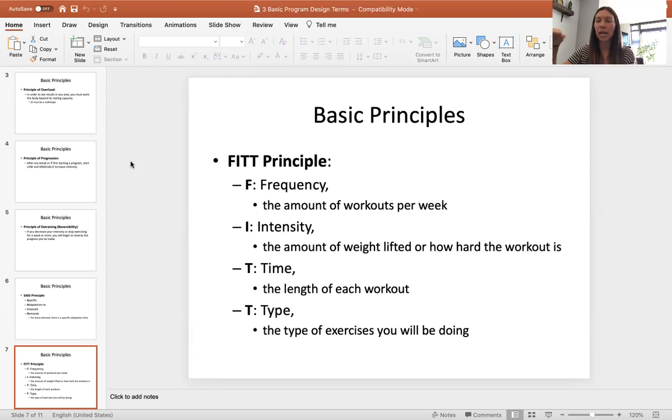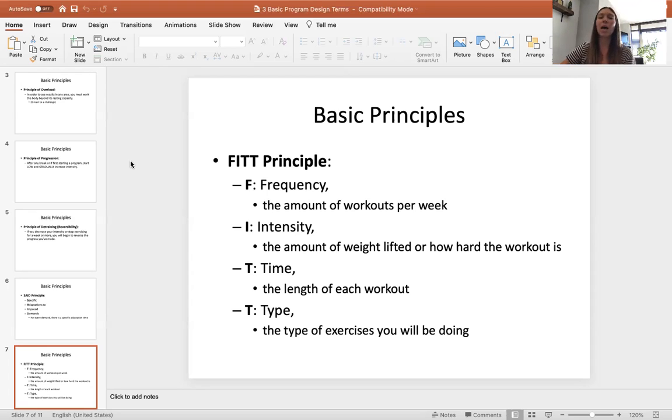Okay, time is the length of each actual workout. So not the week, it's each actual workout. So if I'm training on Monday, Wednesday, Friday, how long am I training on Monday? How long am I training on Wednesday? How long am I training on Friday? Okay, am I training 30 minutes? Am I training 90 minutes? Okay. So you're going to need to know the time of each workout, the length of each workout, okay?